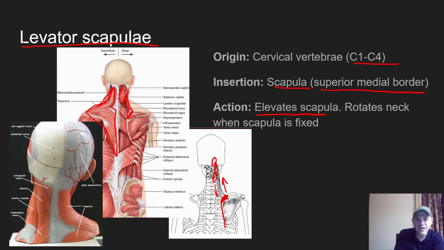So again, actually locating this muscle on a model, you should understand the direction of the muscle fibers and the fact that it goes deeper to some of the other muscles that we've seen before. So I do have a model.